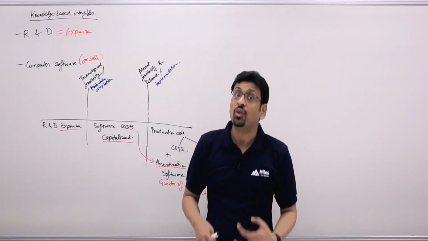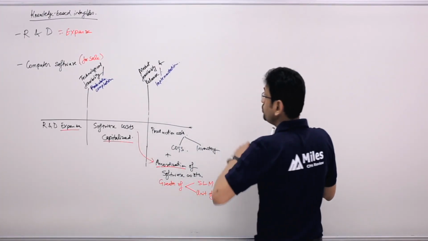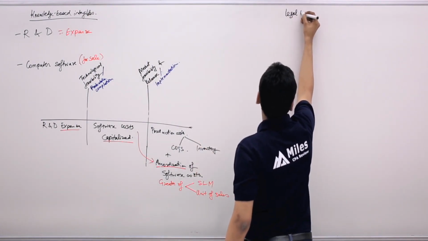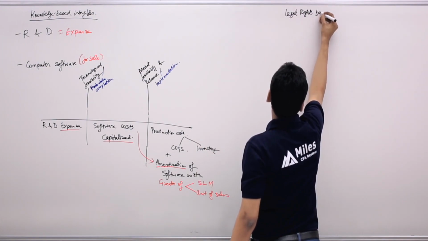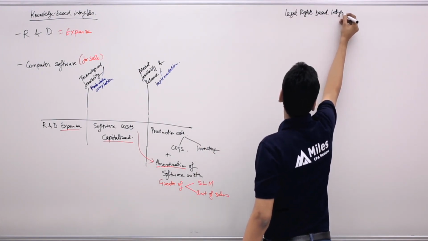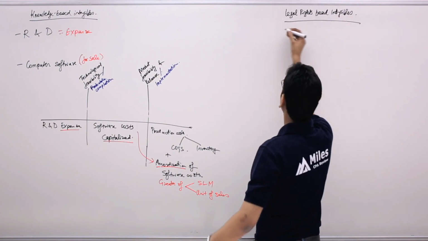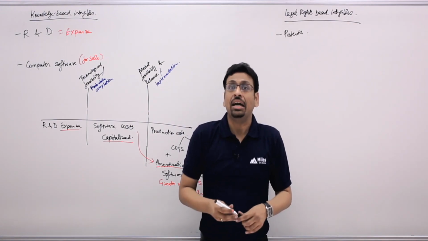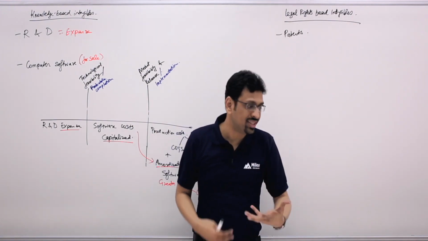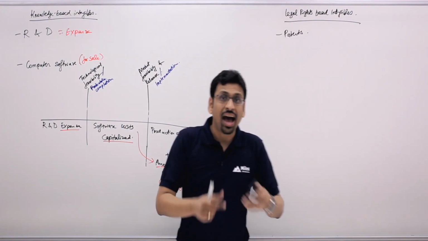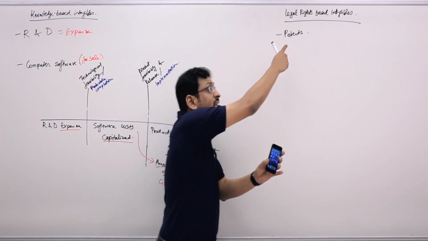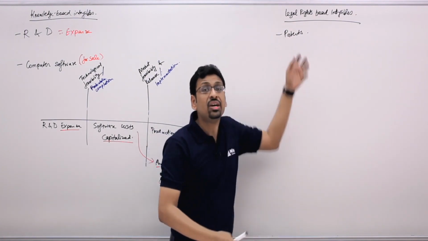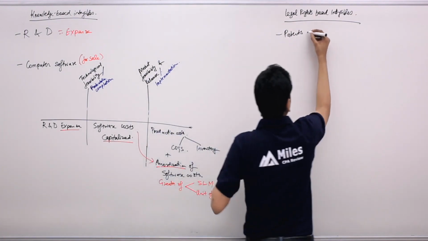Let's now look at legal rights based intangible assets. So we've looked at knowledge based intangibles here. Now we're looking at legal rights. And first, let's talk about patents. So patents is basically a legal right to a product or a process idea. So let's say this iPhone is patented by Apple. So you often hear about Apple, Samsung patent wars. So that's a patent.